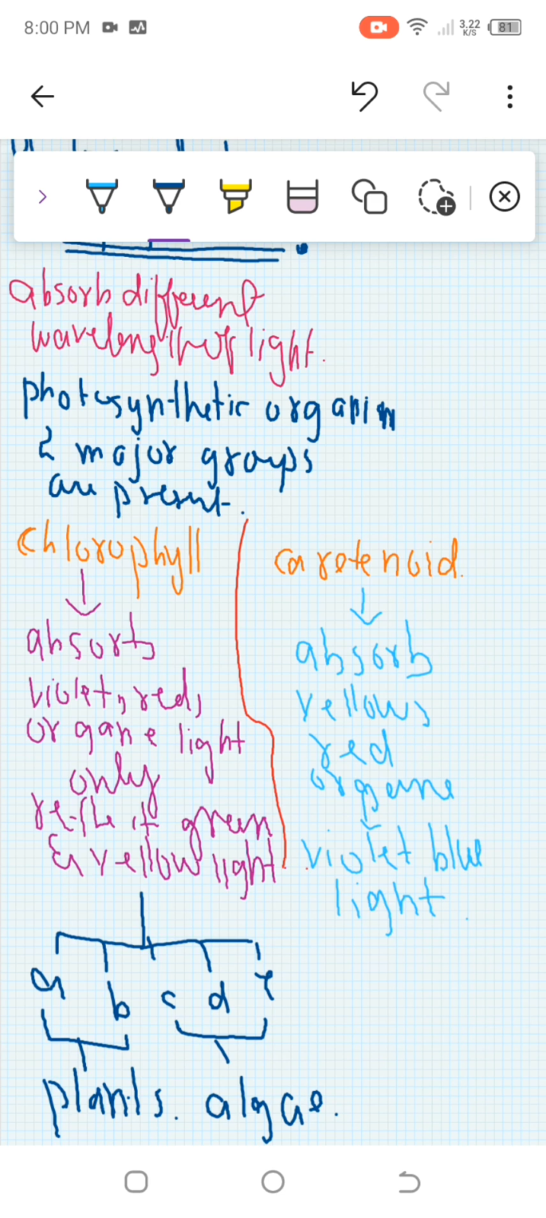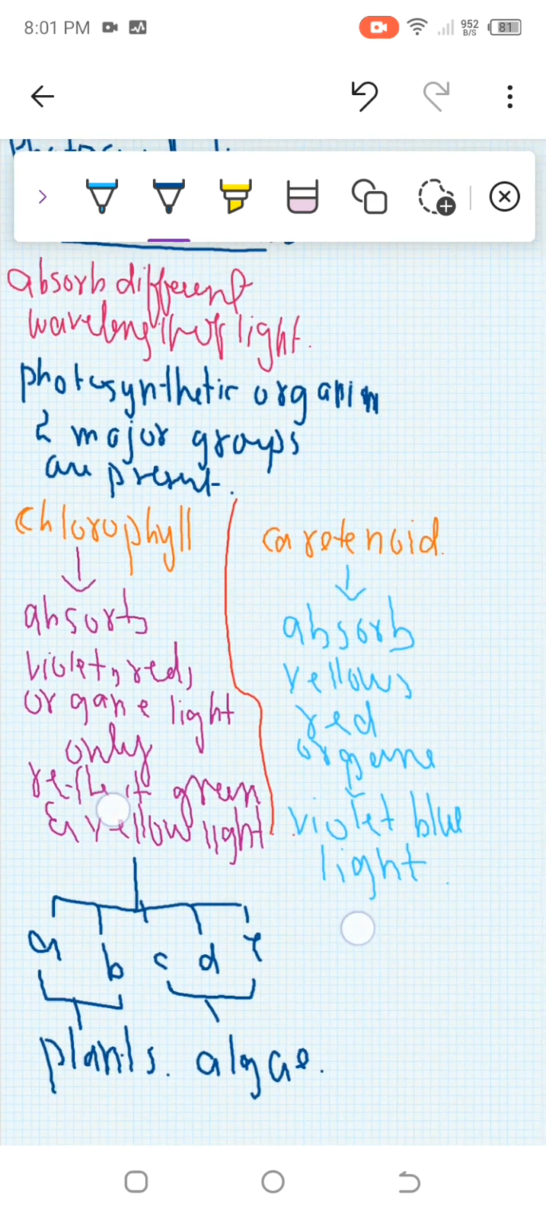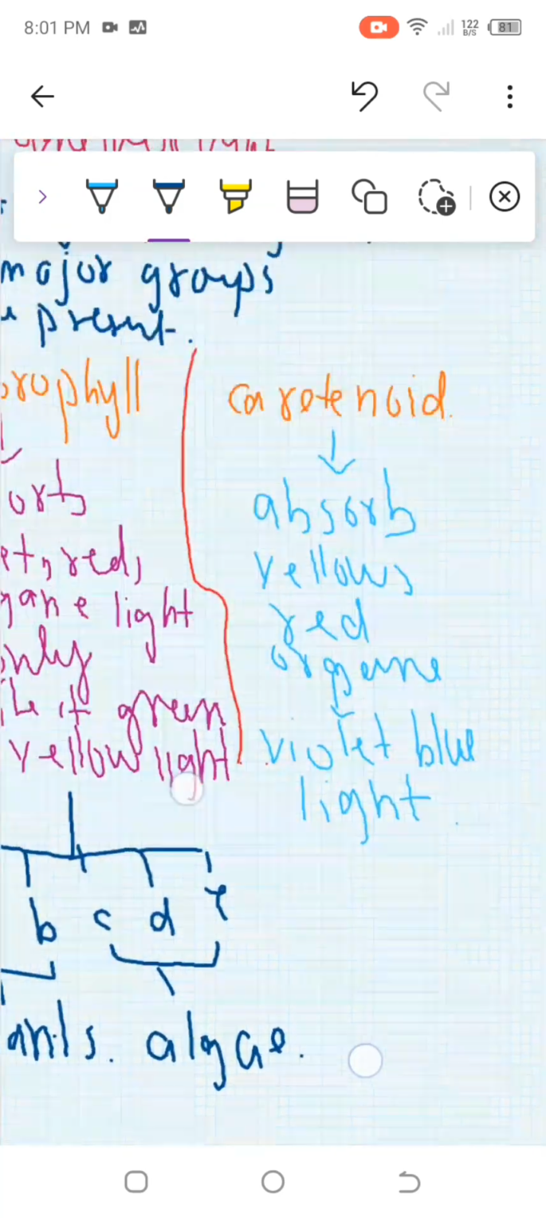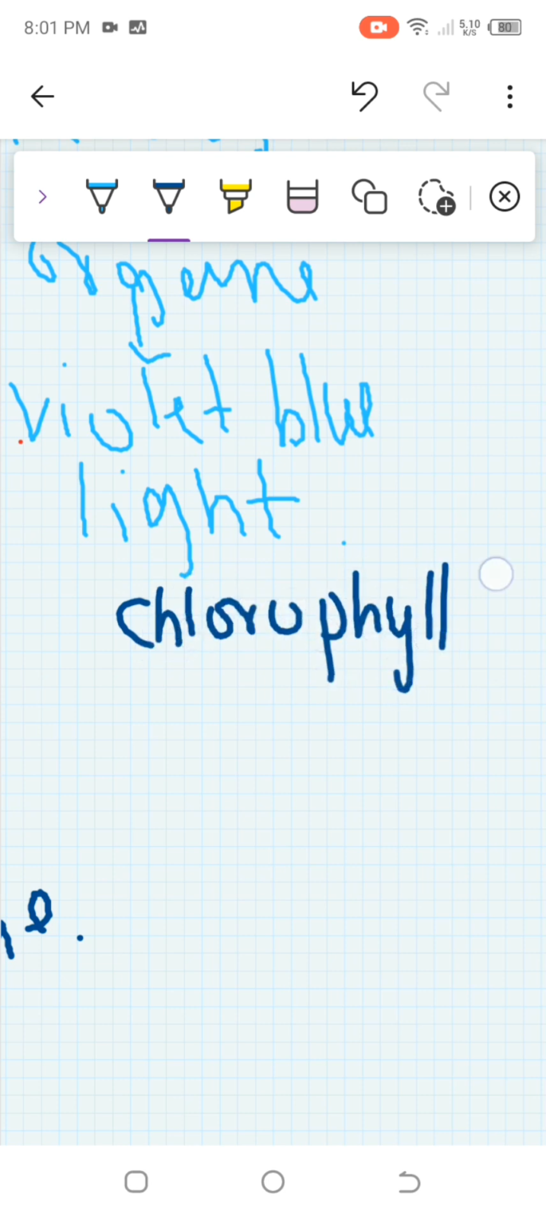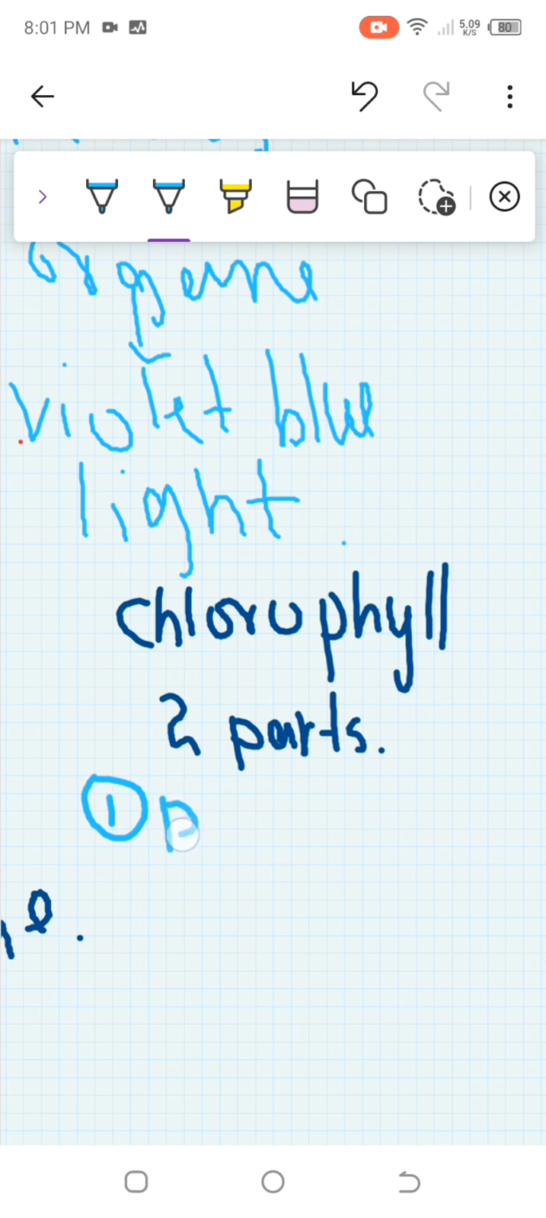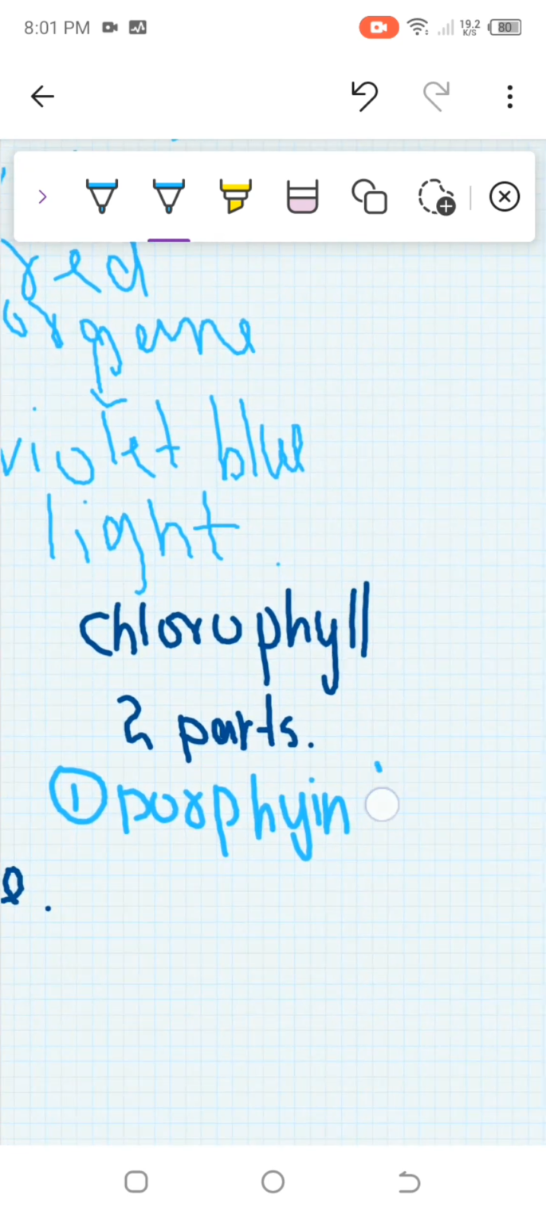Okay. Now this chlorophyll consists of two parts. One is the porphyrin part and one is the phytol tail. Let me write here. Chlorophyll basically consists of two parts. Number one is the porphyrin head, while the second part is the phytol tail.